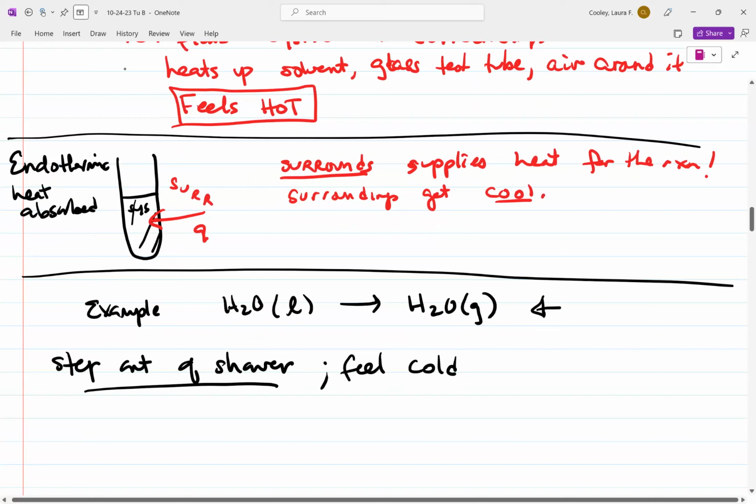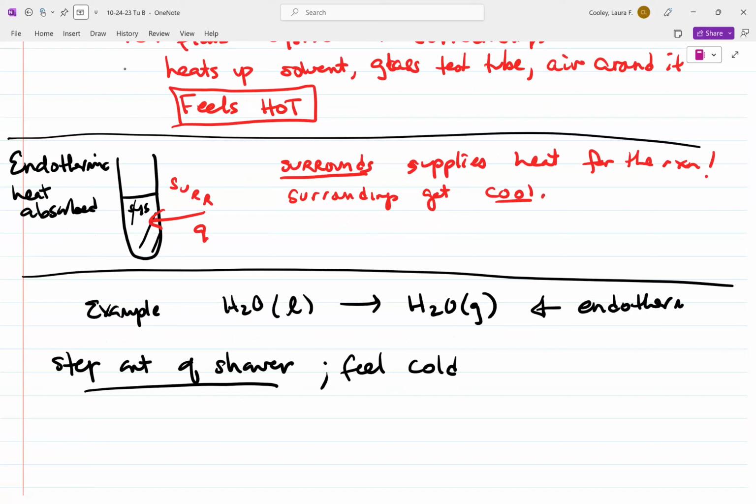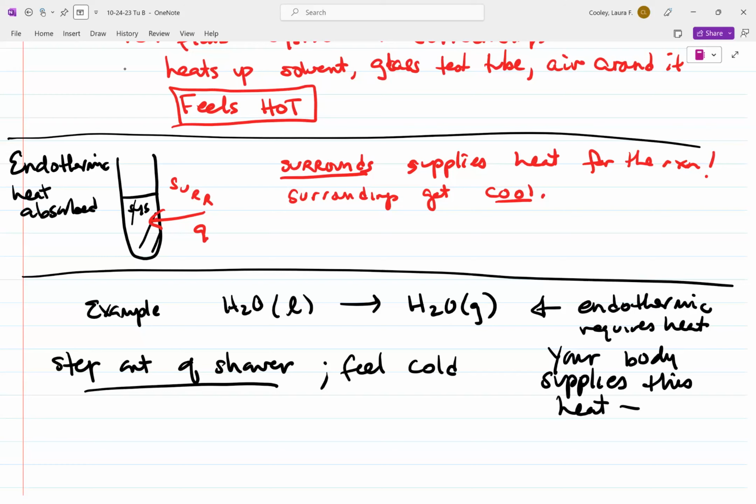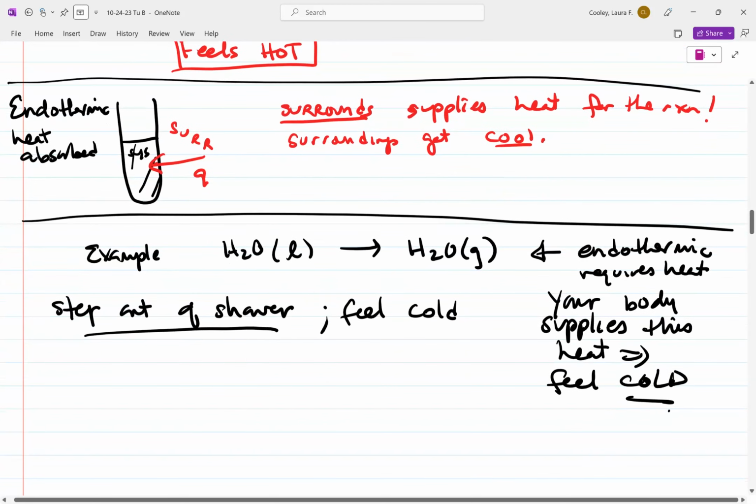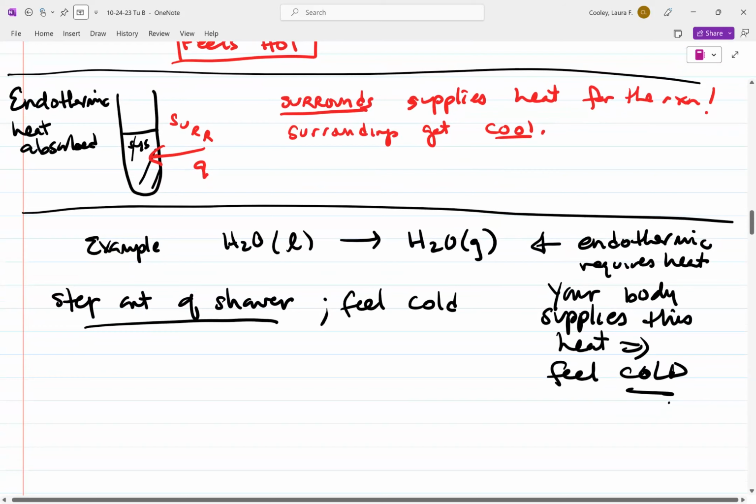That's because this is happening. The water on your skin is evaporating. This is endothermic. This requires heat. Where is the heat coming from? You are supplying that heat. And so, because it takes heat for water to go from liquid to gas, your body supplies this heat. And so you feel quite cold when you step out of the shower. Okay. All right.